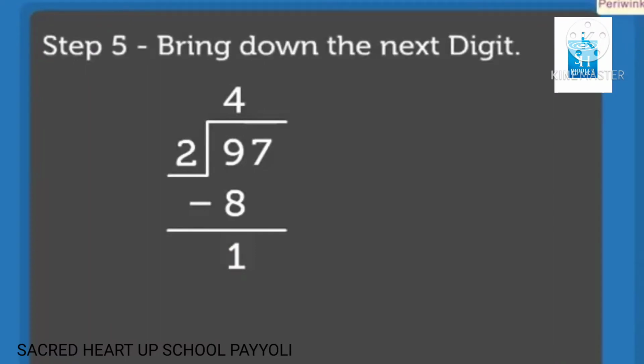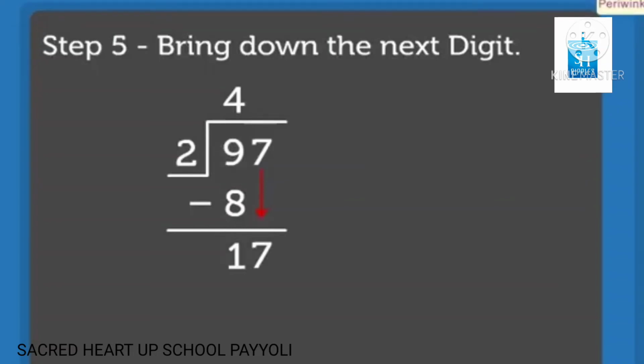Step 5, bringing down the next digit, that is 7. After bringing down the digit, we repeat step 1 to step 5 again. There are no more digits to bring down.